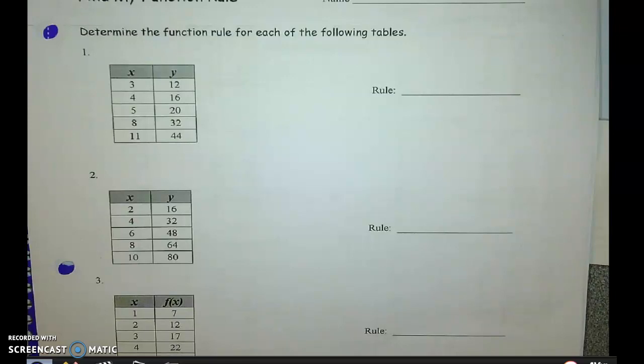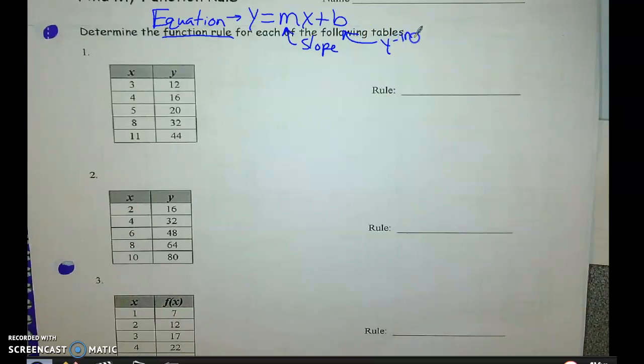Okay guys, so tonight on your homework, you're writing the function rule. When you're thinking function rule, that's the equation. And the equation that we're going for is always in the slope-intercept form. So we're talking about y equals mx plus b. And remember that m, that's talking about slope. B, that's talking about the y-intercept.